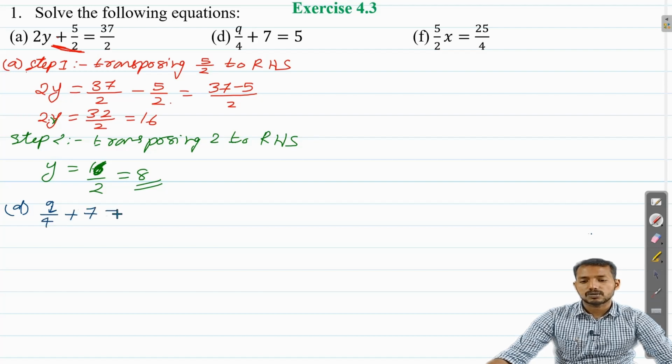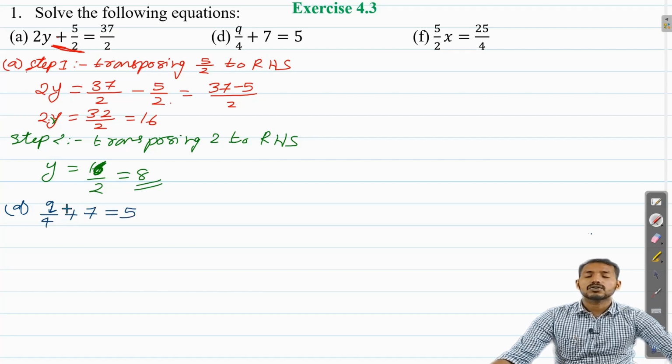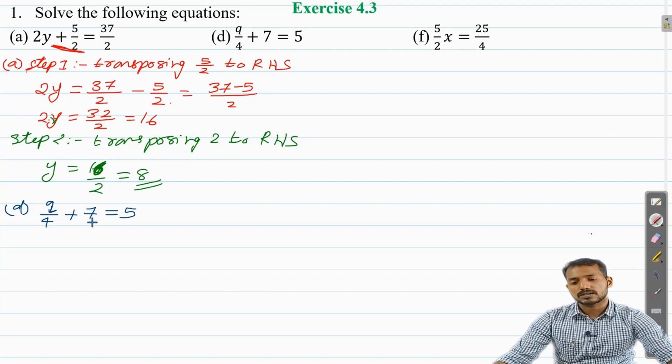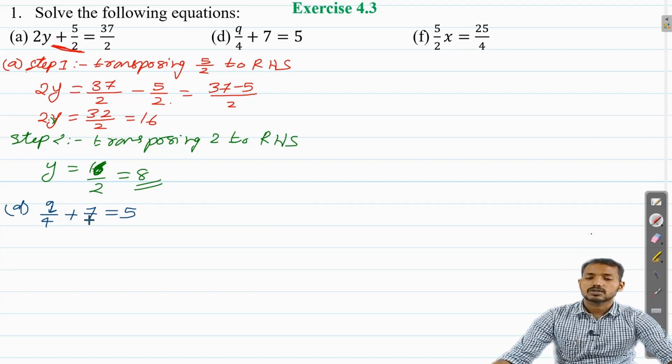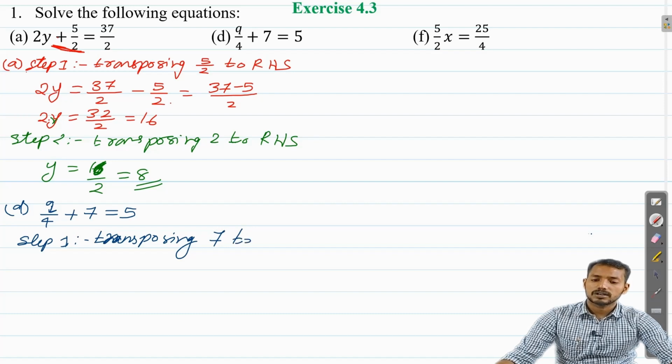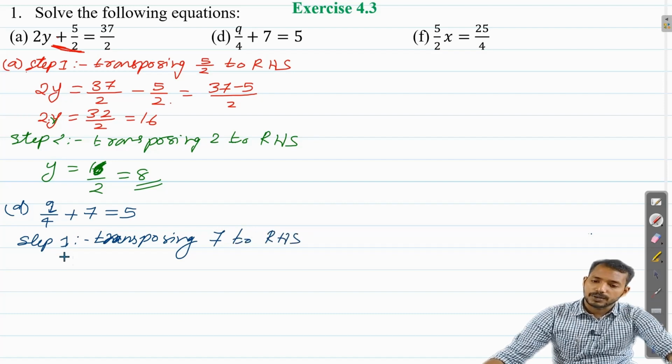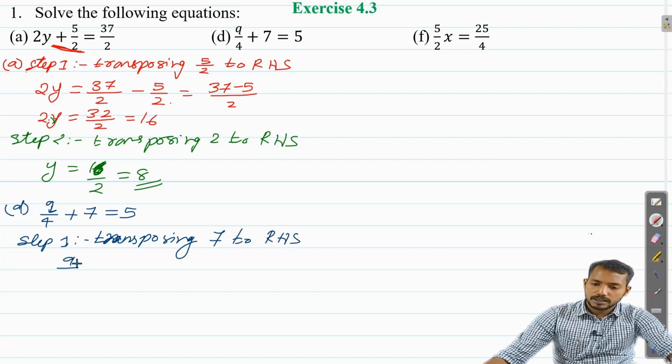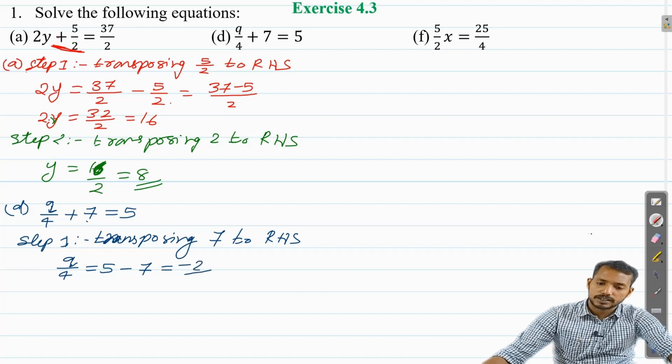plus 7 is equal to 5. In case of q by 4 plus 7 is equal to 5, first we need to separate this 7. So for that, in step 1, transposing 7 to RHS. We get q by 4 which is equal to 5, and plus 7 will be changed to minus 7, which is equal to minus 2.